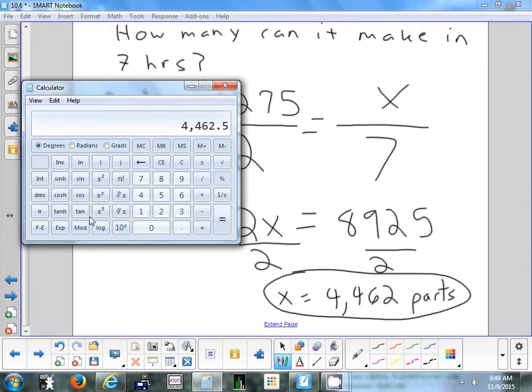Because normally if we have a 5 or higher, we usually round up. But if a machine can't make a whole part, then it's only a fraction of a part. We say, you know what, it just can't make that part in that time. So you rounded correct. Good.